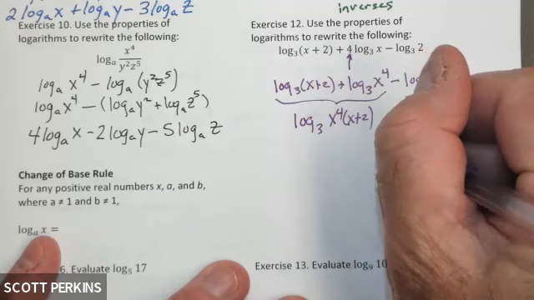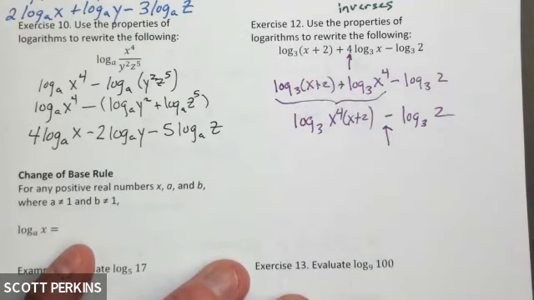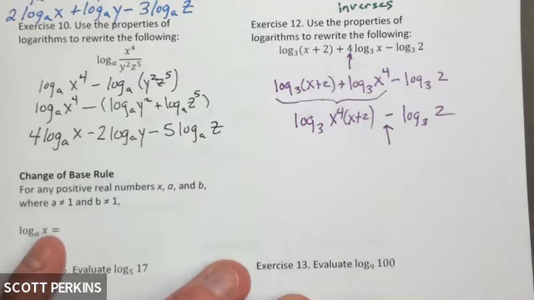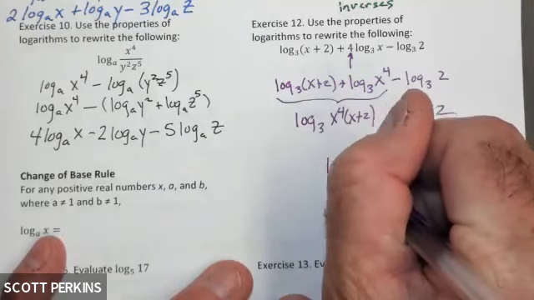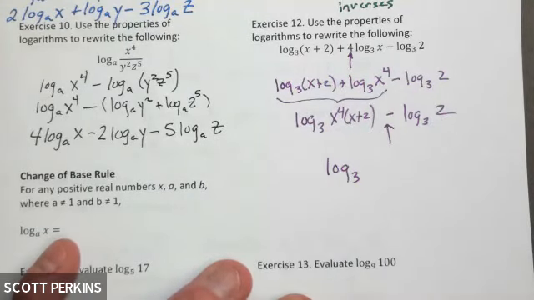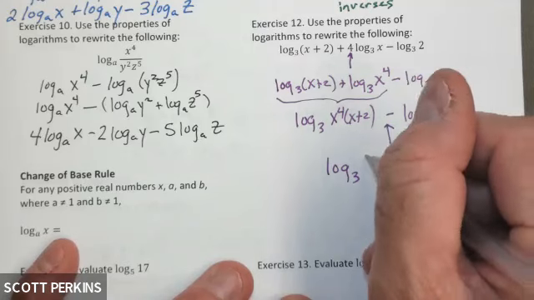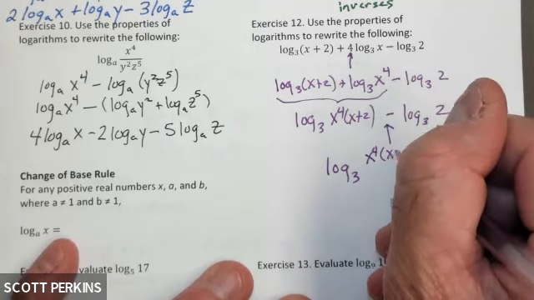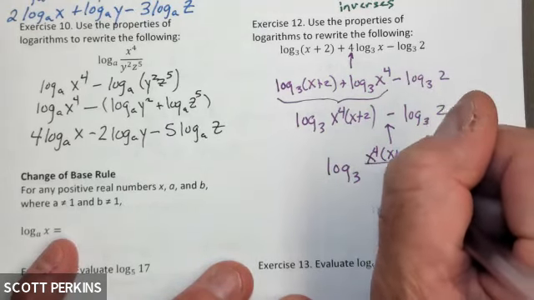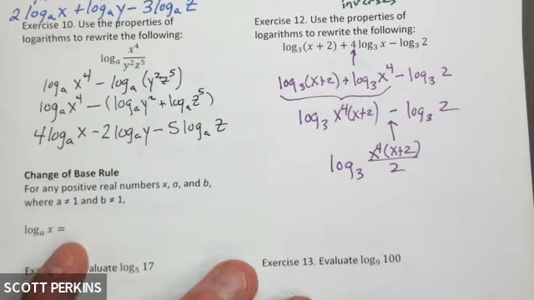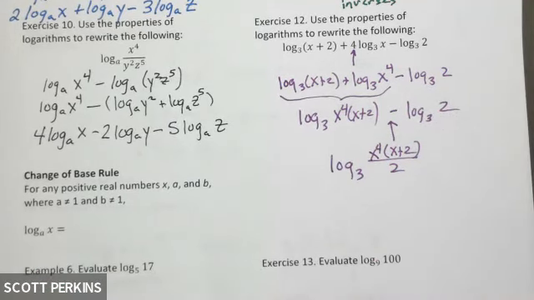And now lastly, I've got this minus sign. When I subtract logarithms, that means that I'm dividing. So I've got log base 3, and then all of this is what I'm taking the logarithm of. I've got x to the 4th, I've got x plus 2, all that divided by 2. There's what I'm taking the logarithm of.